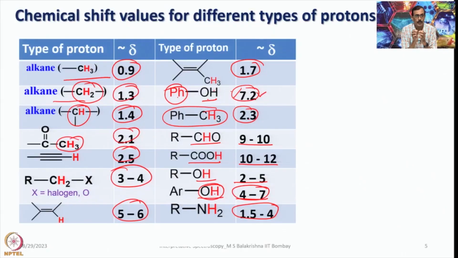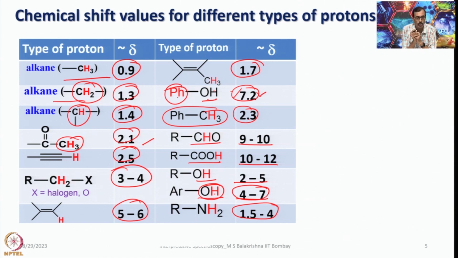In my last lecture, I did mention some of the chemical shift values for different types of protons in organic molecules. Methyl groups in alkanes resonate at 0.9 ppm, whereas methylene groups resonate at 1.3, and methine CH shows a chemical shift at 1.4. When a methyl group is next to a carbonyl group, it comes around 2.1, and acetylenic C-H hydrogen resonates at 2.5 ppm.